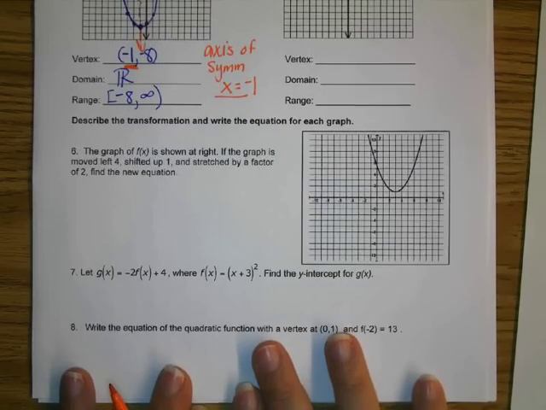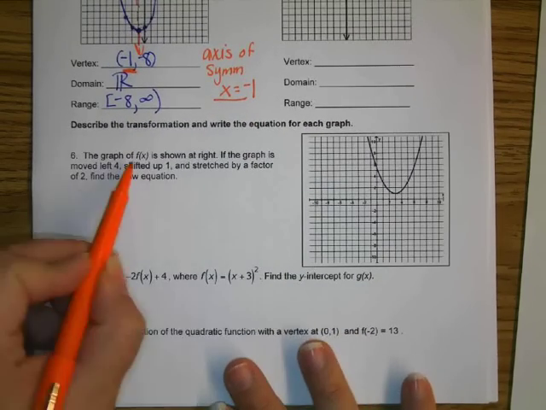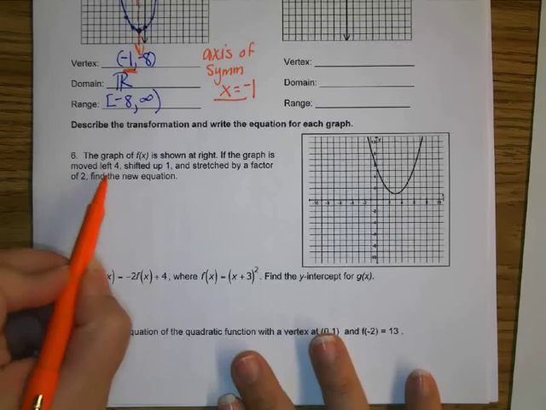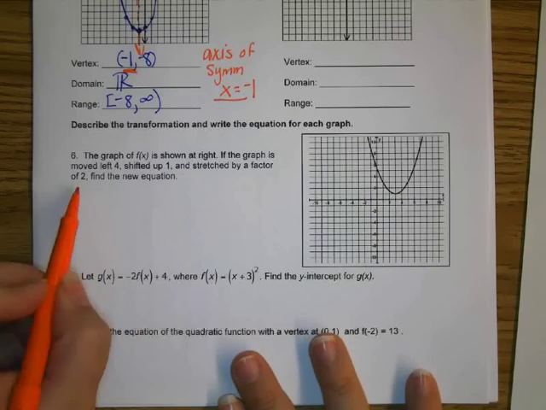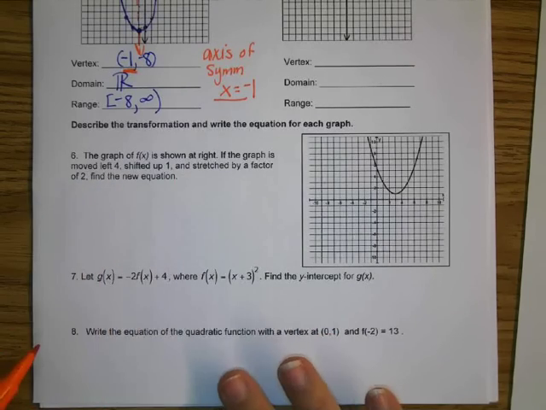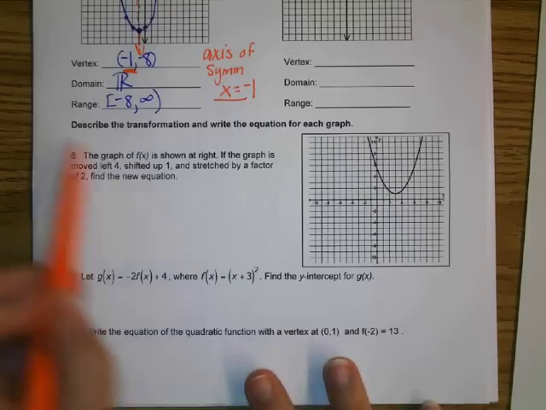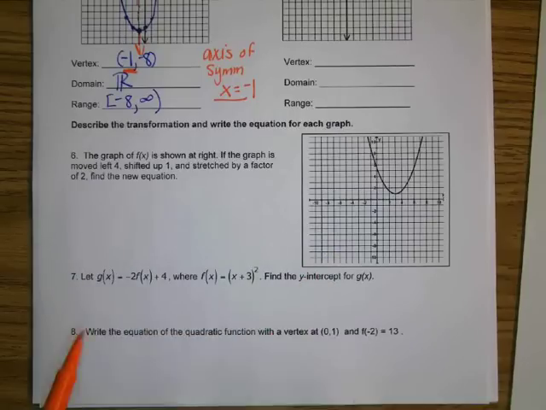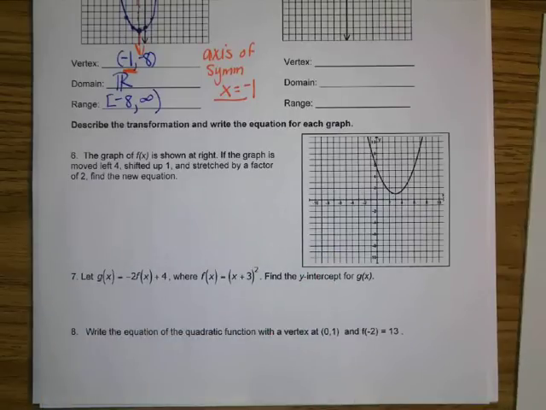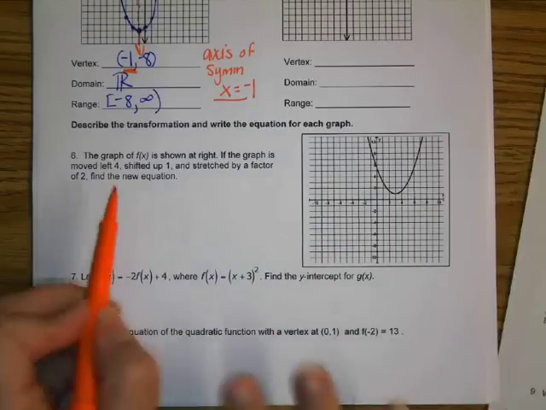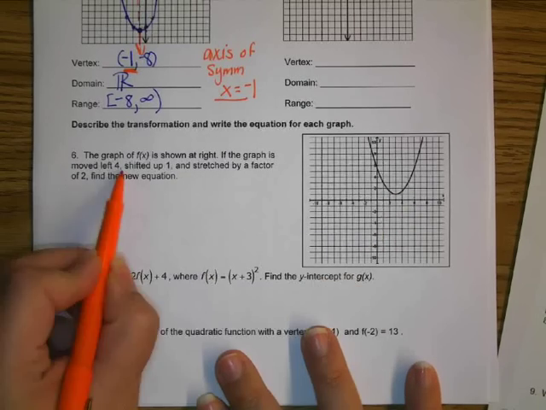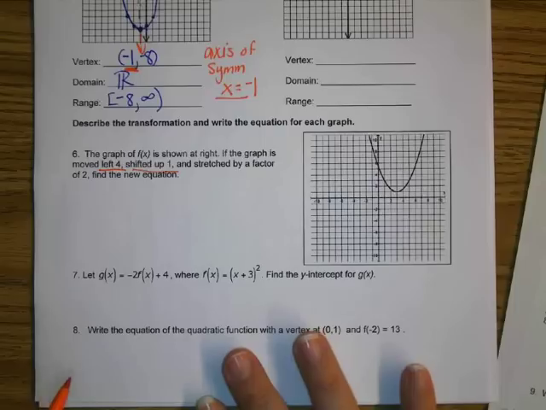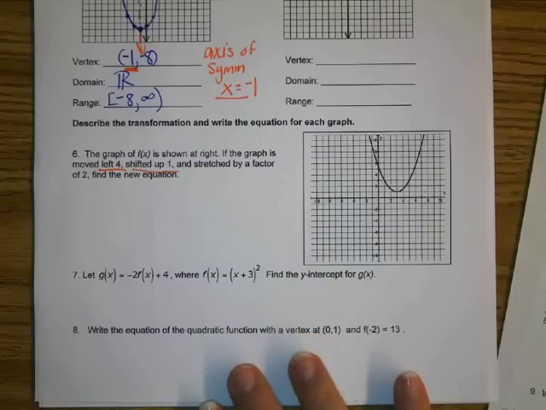Now, if we look down here, we have the graph of f of x is shown at the right. If the graph is moved left 4, shifted up 1, and stretched by a factor of 2, what's the new equation? Actually, I think I want to skip. We're going to skip this one. I'll do this one with you together. So let's go ahead and move on. I apologize. You can try it if you'd like. You can start with where the vertex is, move it left, shift it up 1, and you can at least find the vertex, and we'll kind of go from there. Okay, so let's look at these last two problems.